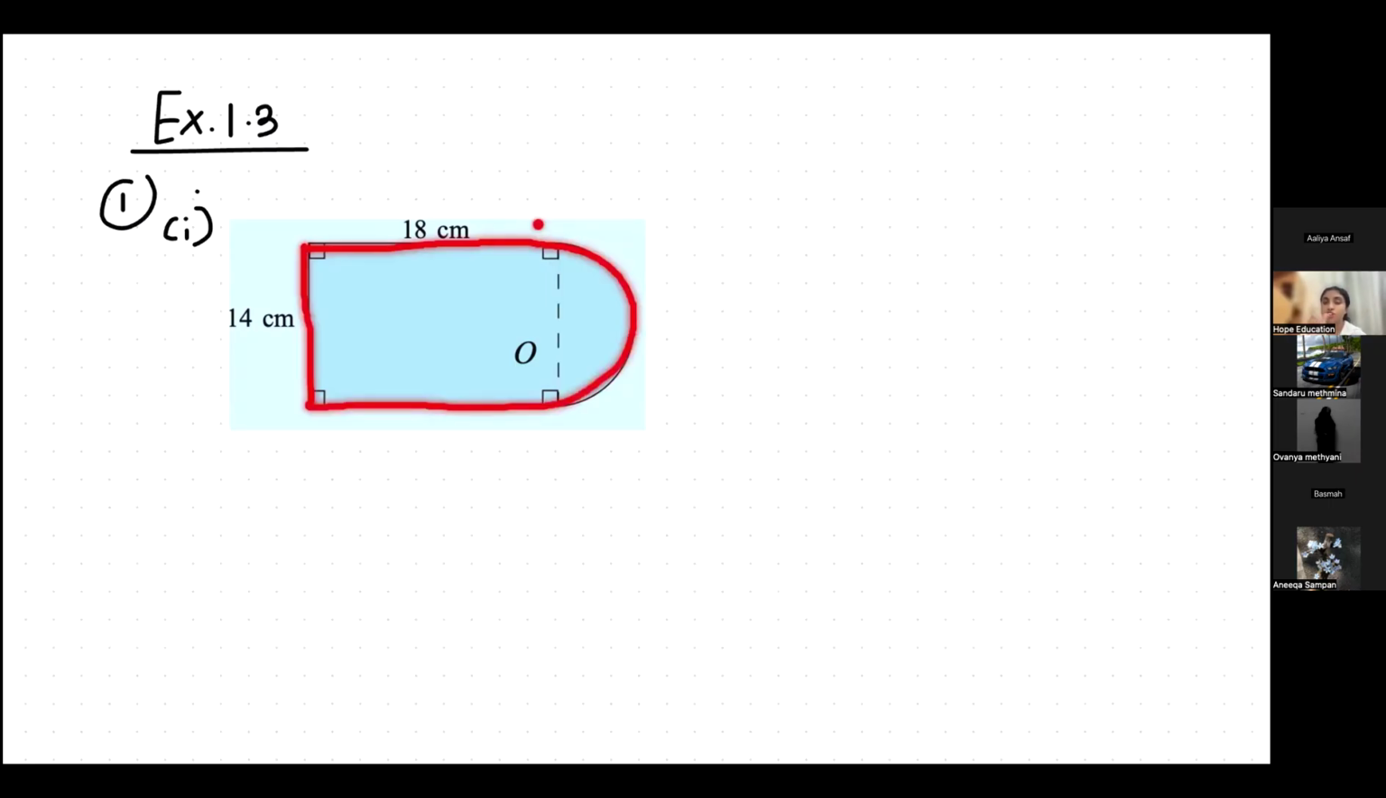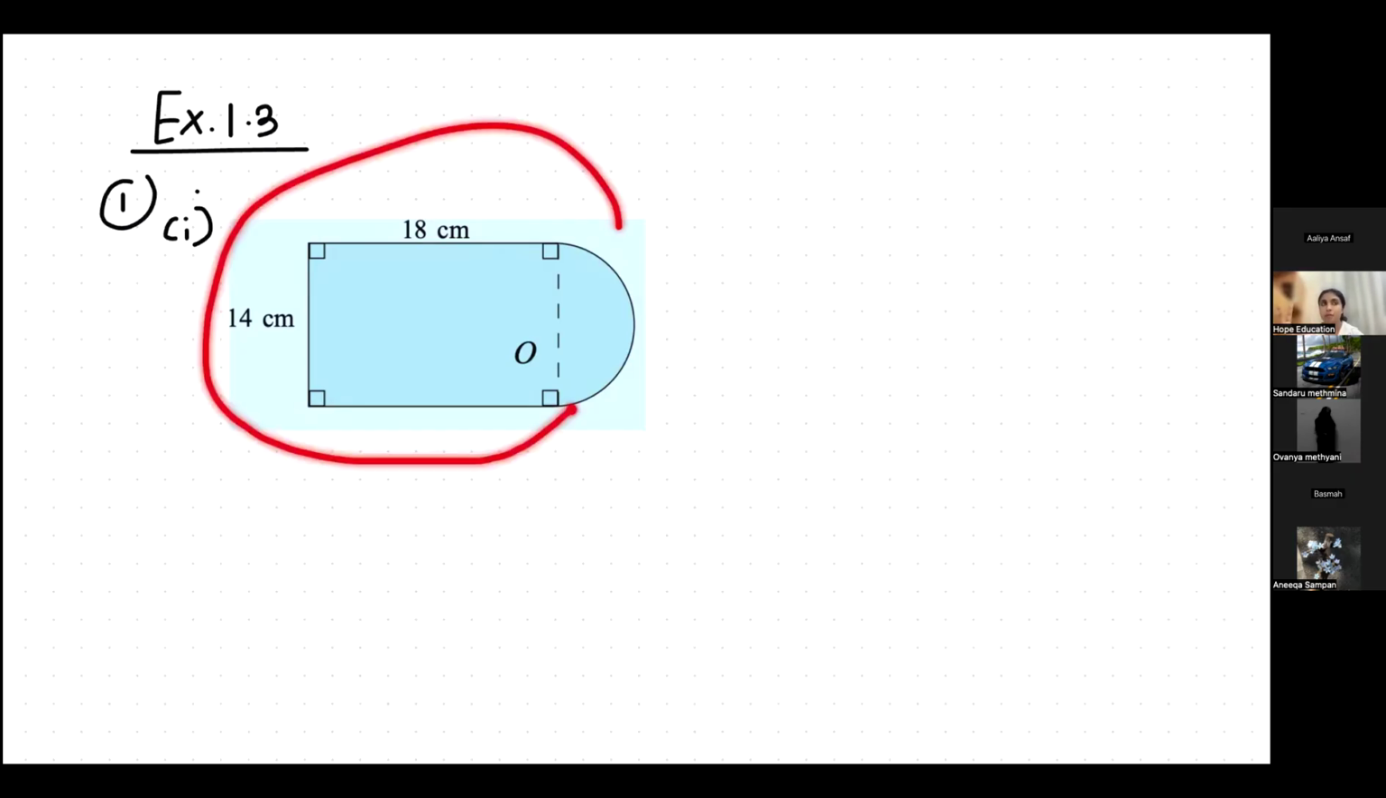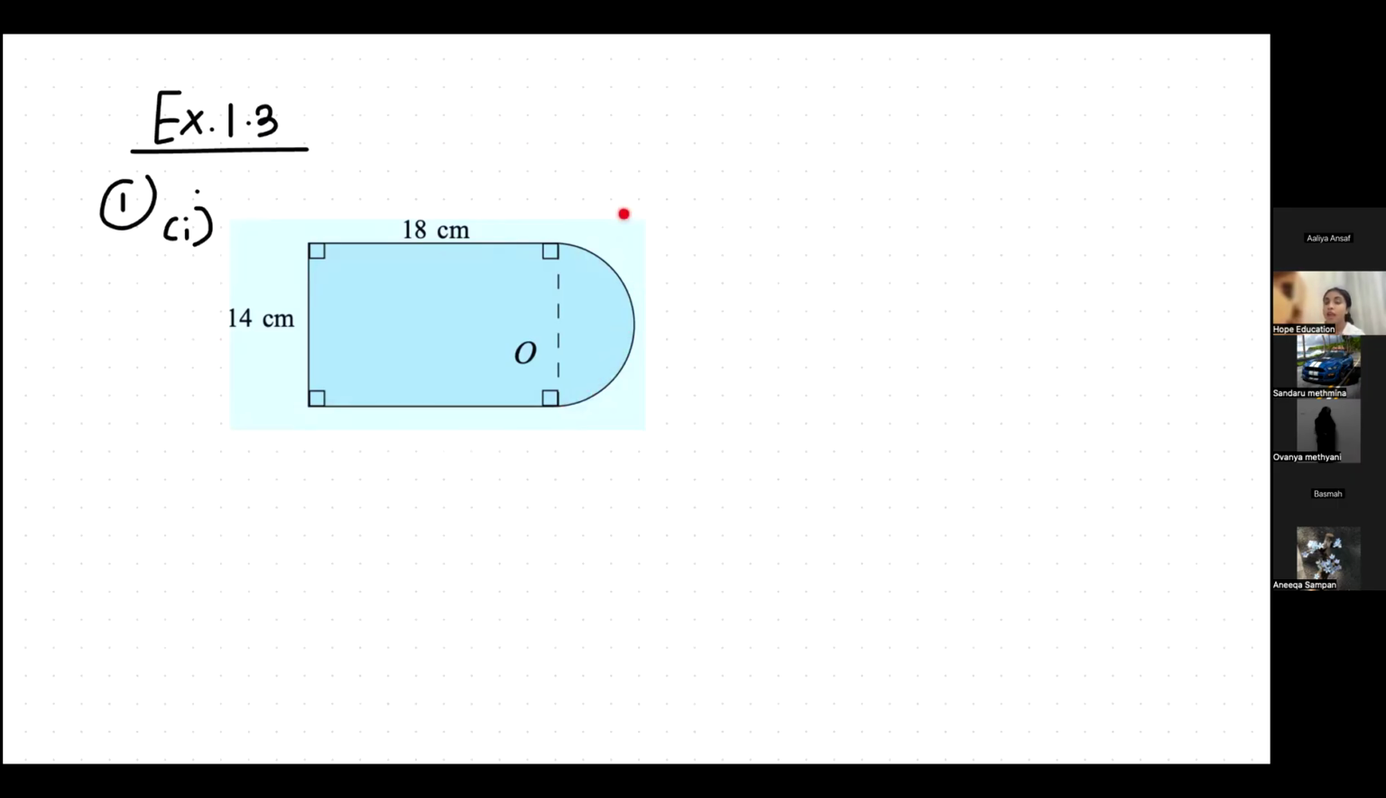When we join several shapes together and form one big shape, we call it a composite figure. Composite means joined. Okay, so this is a composite figure. Now we have to find the perimeter of this figure. What is perimeter, children? We have to find this. Okay, let me get something darker.